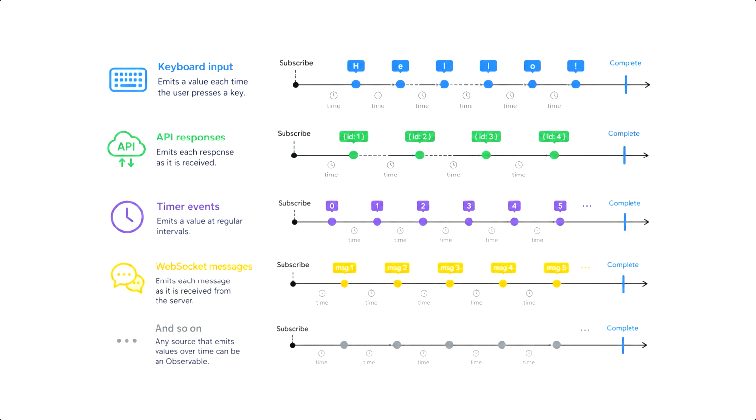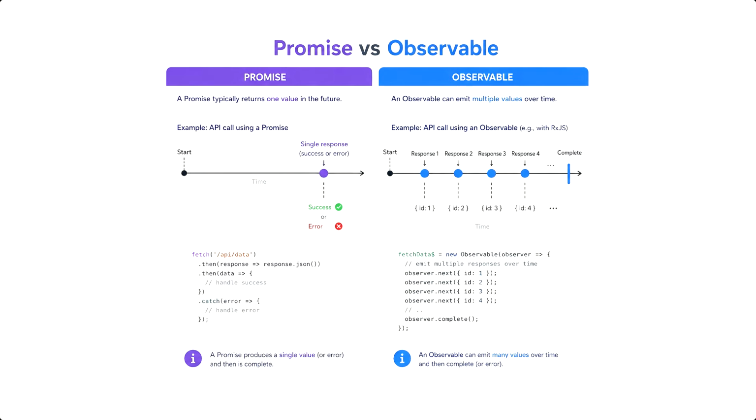At this point, you might be wondering, how is an observable different from a promise? After all, we already use promises in JavaScript. Why do we need observables? Let's understand the difference. A promise typically returns one value in the future. For example, when you make an API call using a promise, you usually receive a single response, either success or error. An observable, however, can emit multiple values over time.